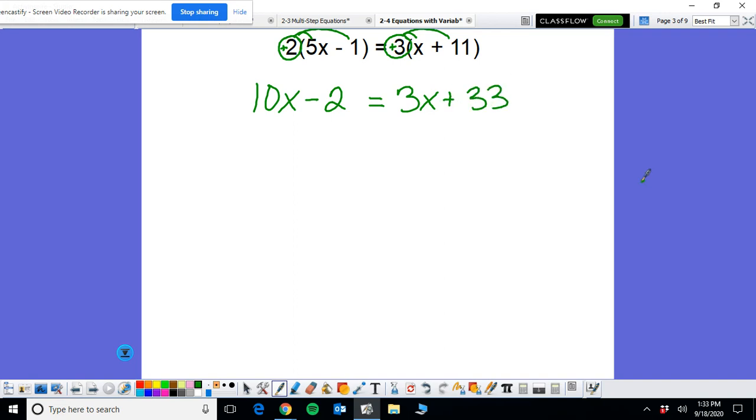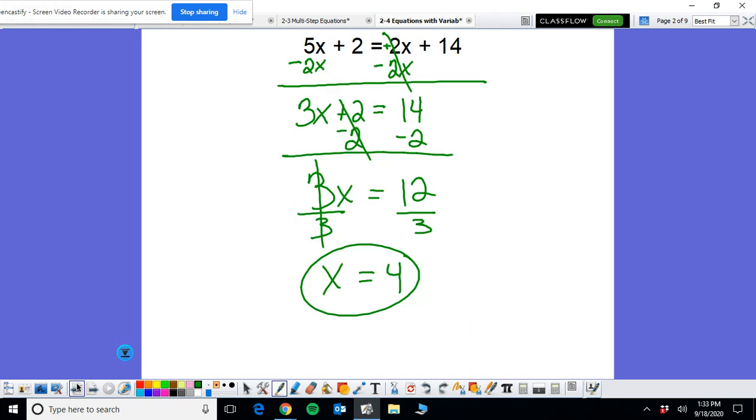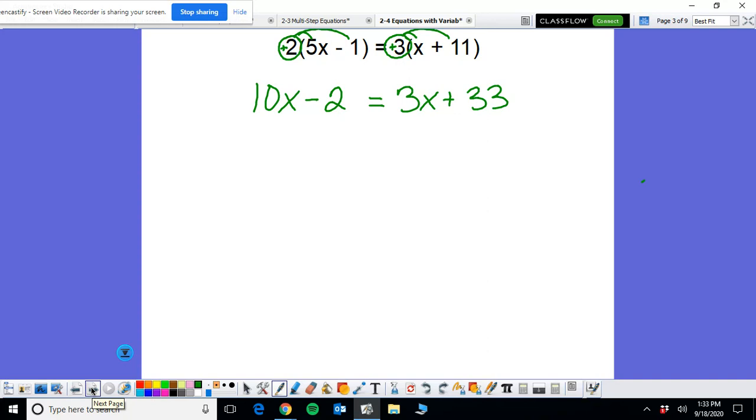And I've got a problem that looks just like this one did when we started. Basically, we've got an x on each side, and it looks just like it. So we're going to do the same stuff. We need one of these x terms to go away. I'm going to choose the smaller one again. It makes life a little easier.